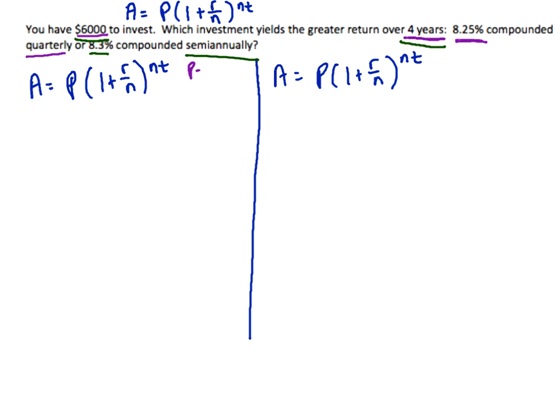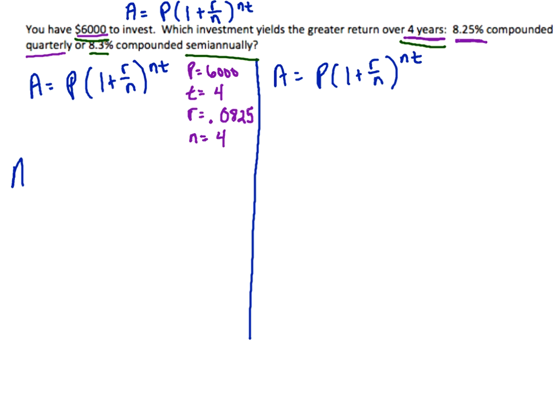And my P is $6,000. That's my principal, or the money that I start out with to invest. My T is 4 because T is always given in years, and I'm told I want to invest this for 4 years. My rate is 8.25%, but I don't want to write it as a percent. I'll write it as a decimal, so 0.0825. And it's compounded quarterly, so 4 times a year, so my N is 4.